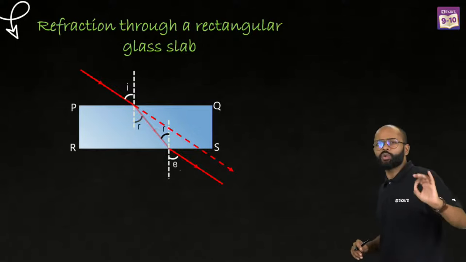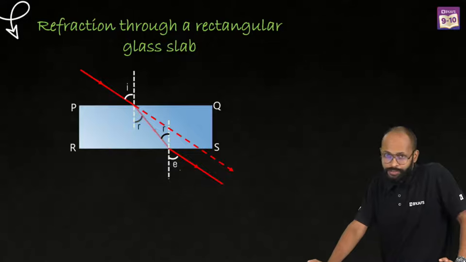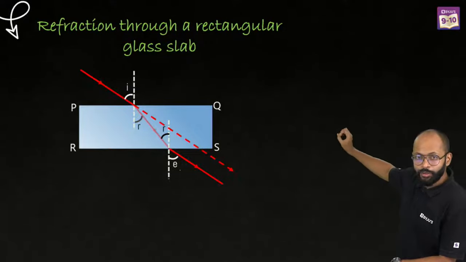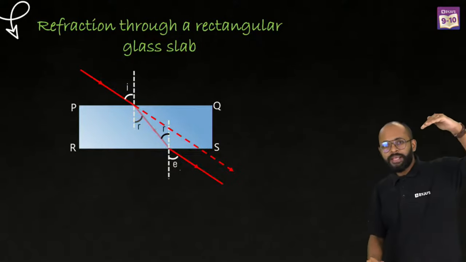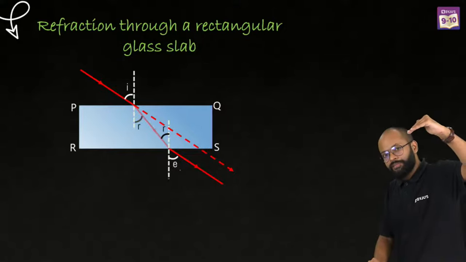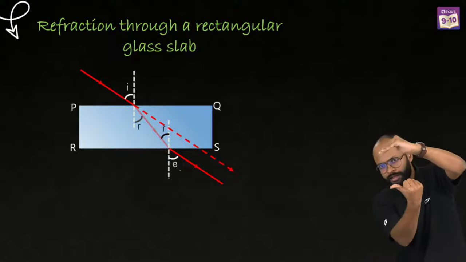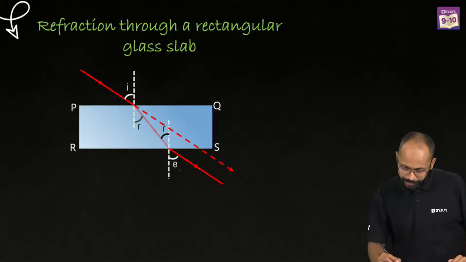In refraction through a rectangular glass slab, there is one difference. The emergent ray is parallel to the incident ray, but it is displaced. The incident ray would have gone like this, but finally the emergent ray is going like this. There is a lateral displacement. That is called lateral displacement.